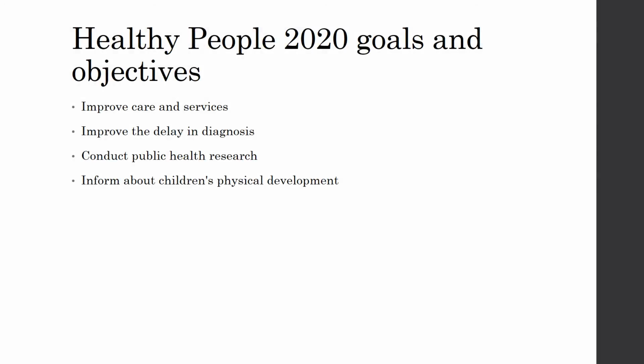The goals and objectives for this disease are to improve care and services of patients with MD, improve the delay in diagnosing the disease, conduct public health research, and to inform parents and caretakers about children's development. Parents, caretakers, doctors, and healthcare professionals need to be more updated and informed about muscular dystrophy to give patients the proper care they need. Research is being done to establish how common muscular dystrophy is, how to slow muscle decline, and how MD is mentally affecting patients. The last objective is to make parents more aware of the physical development of their child.